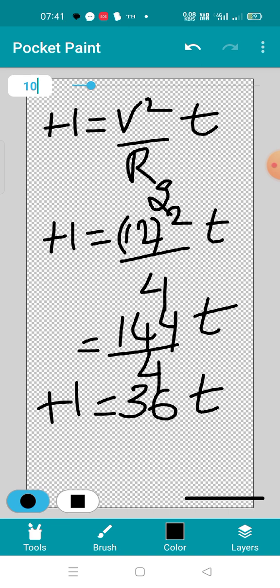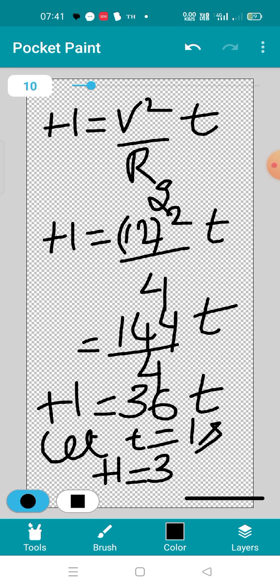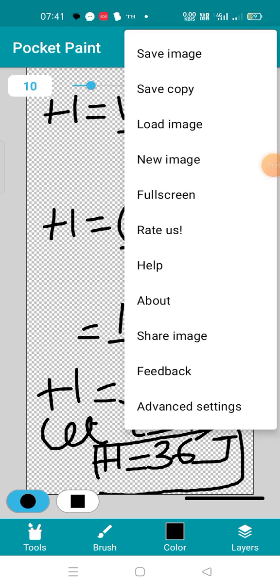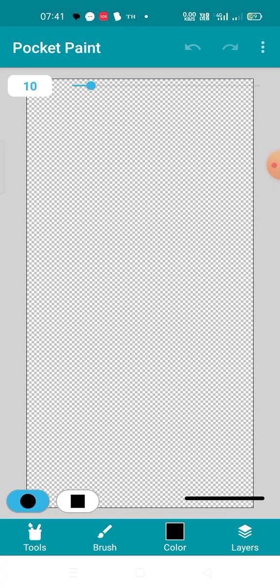As we assumed before, we have to take the value of T as 1. So let T is equal to 1 second. So H will be equal to 36 joules. So the heat produced in the second case is 36 joules. If you recall, the heat produced in the first case was 72 joules. Now let's see what's the third circuit, and we shall see how to calculate the heat produced in that circuit.